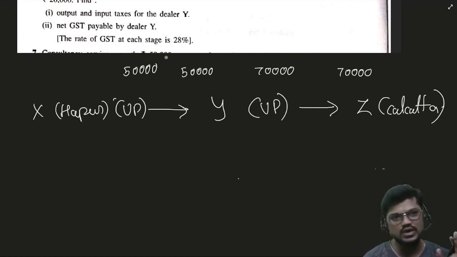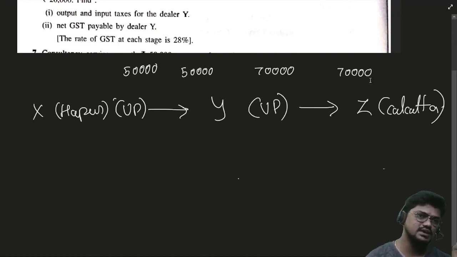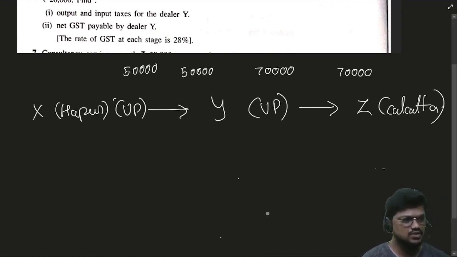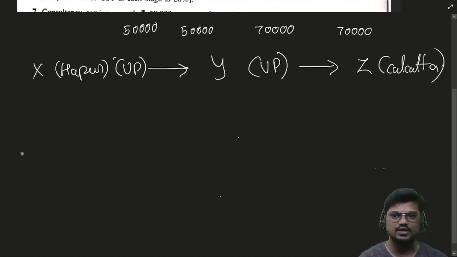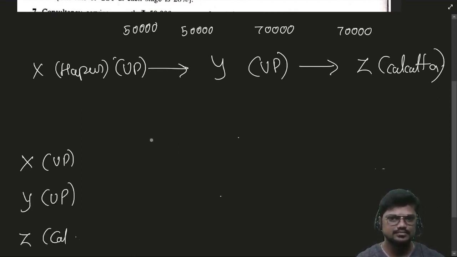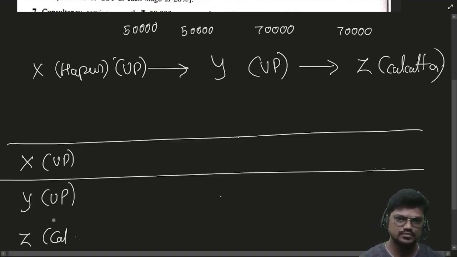Everyone, please focus, because I have not taught you the GST yet, but I will tell you a table where, if you draw it, you can give all the answers easily. Please focus on it properly. How many dealers do you have? X, who is in UP. The next is Y, who is also in UP. And the dealer Z, who is in Calcutta.